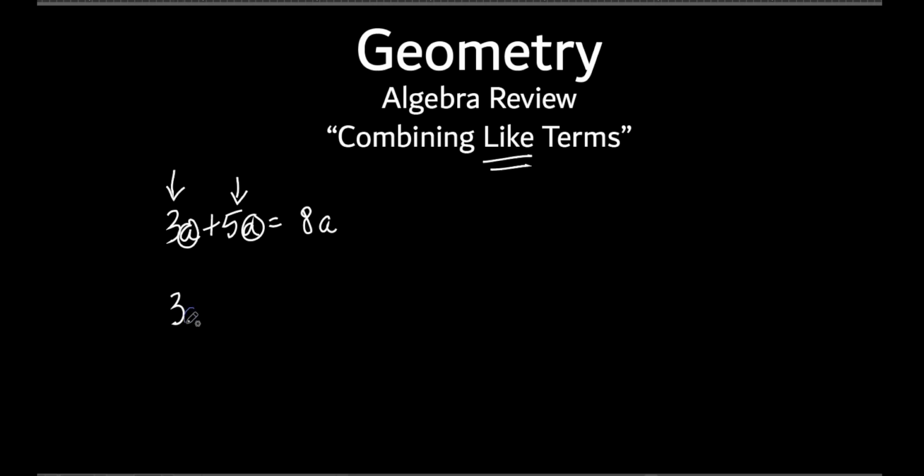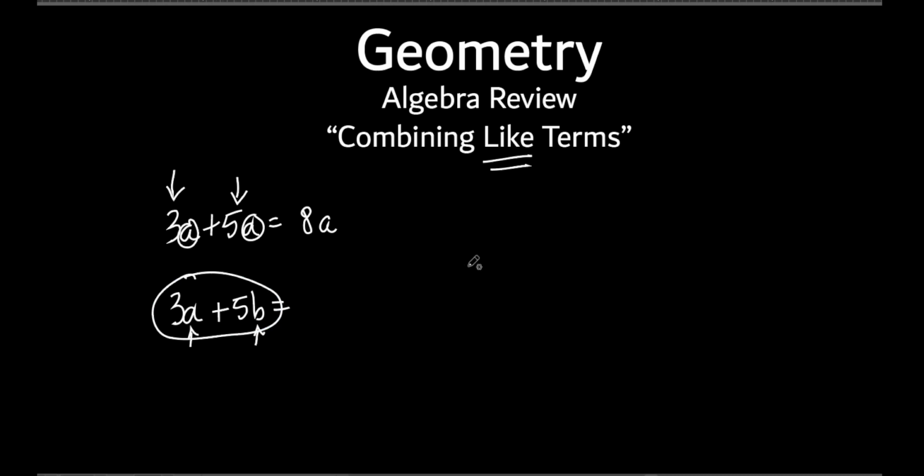What if I had this? What if I had 3A plus 5B? Can I add those together? No, I can't, because I don't have like terms. Because this has A, this has B. They're not like terms. I can't add them together. The only thing I can do is just leave it the way it is. That's it. Everybody with me?